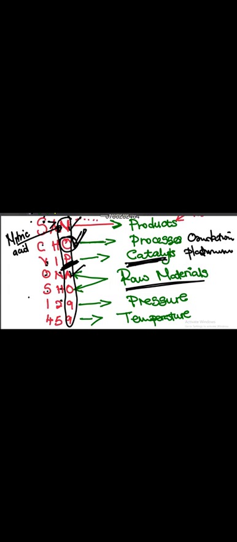Ammonia and oxygen are used as raw materials. 900, sorry, not 900, but 9 atmospheric pressure is used. So in the manufacture of nitric acid, called the oxidation process, the pressure is 9 atmospheric pressure, but the temperature is very, very high, it's 900 degrees Celsius.